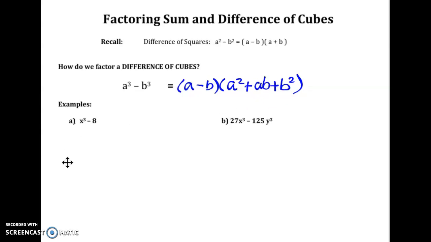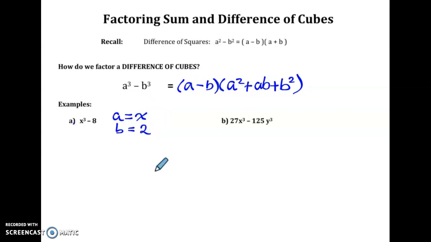Okay, so let's do some examples here. For the first one, we have x cubed minus 8. Both of those terms we can take the cube root of. If we take the cube root of the first term, that would be our a value. The cube root of x cubed is just x. And if we take the cube root of the second term, that would give us our b value. The cube root of 8 is 2. And now that we know what our a and our b are, you don't always have to write them down, I just did here.